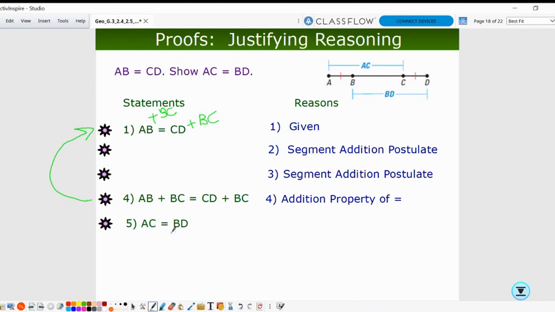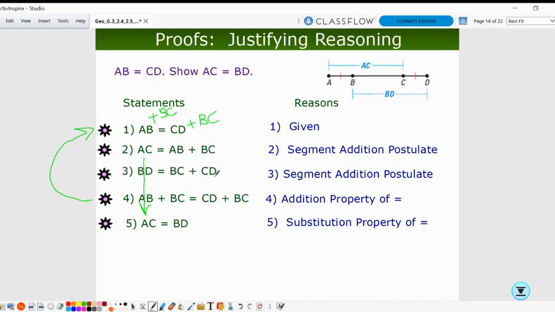Now, how am I getting down to AC and BD? This is the substitution property. Here's why. AB plus BC, that's this. We can substitute this right here, AB plus BC. That's equal to AC. So that's coming right there. This second side, CD plus BC, well, if I look at my notes, CD and BC here are equal to BD. So again, I'm just substituting my values, and I'll get the proof for these line segments.